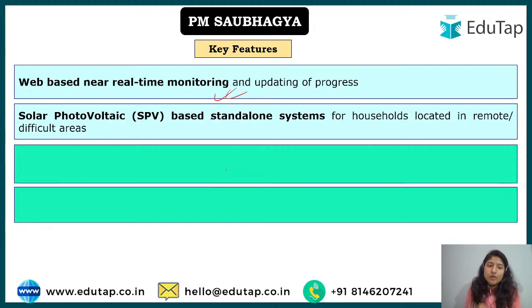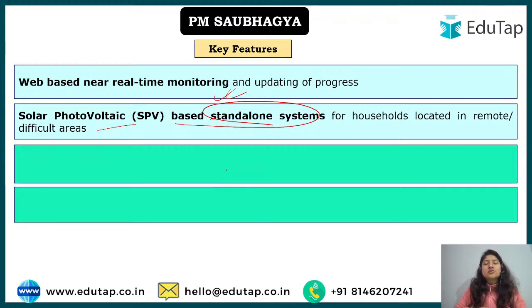Next, let's talk about some remote villages, some remote areas where still no proper electricity connection has reached. In such cases, what will be done? A solar photovoltaic based standalone system will be provided.